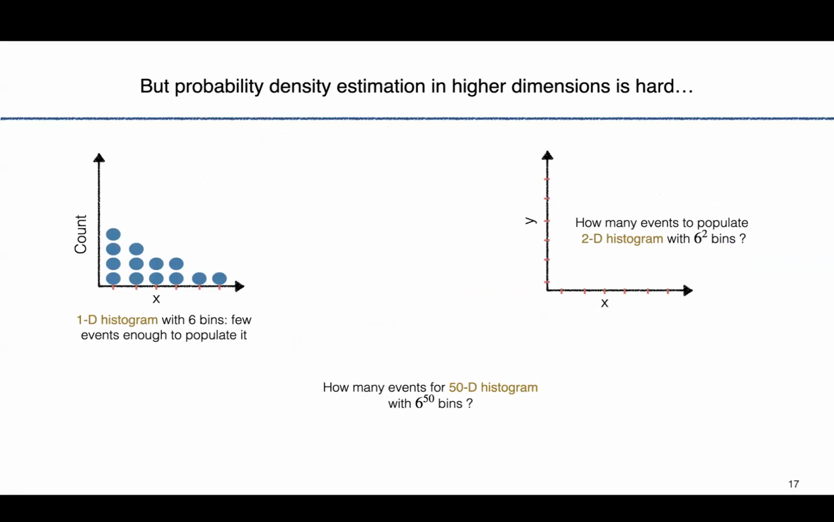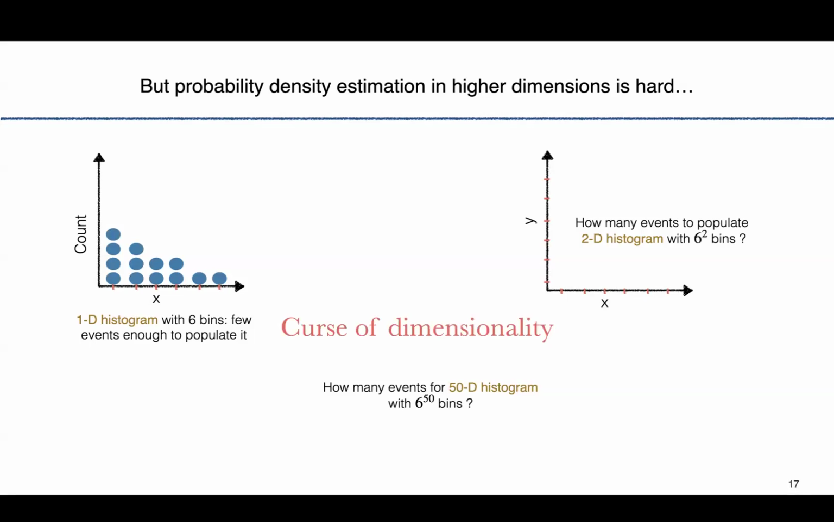But now try to do the same thing, 6 bins on the x-axis, 6 bins on the y-axis, in a 2D histogram. How many simulated samples do you need to populate this full grid? You have 6 squared bins, it's already a lot more samples. And then if you try to populate a 50-dimensional histogram with 6 to the power 50 bins, we'll never make it. We'll never have enough samples to populate this. And remember, the actual dimensionality of my data set is 100 million, right? So I'm not even close to that yet. So this is the curse of dimensionality.